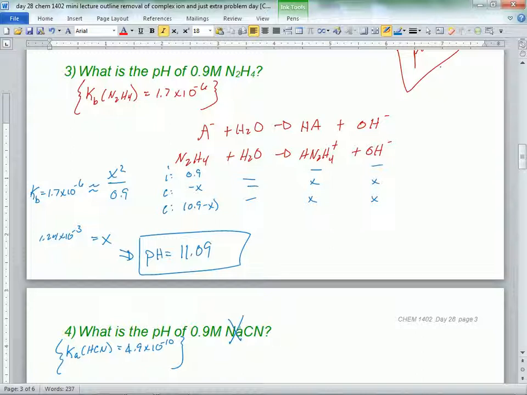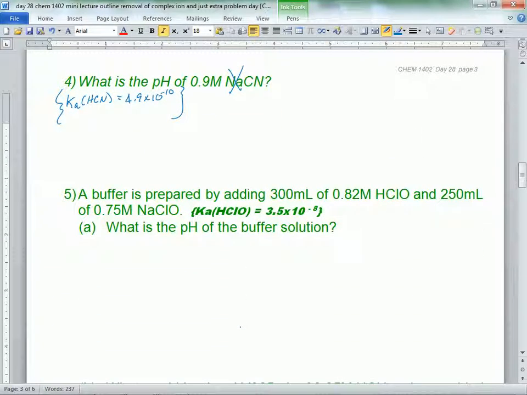Yeah, CN minus corresponds to your A minus. Exactly. Oh, but you got to calculate your Kb. You got to calculate your Kb.